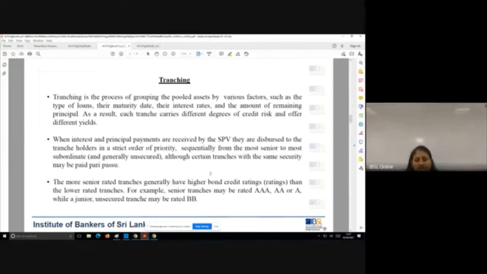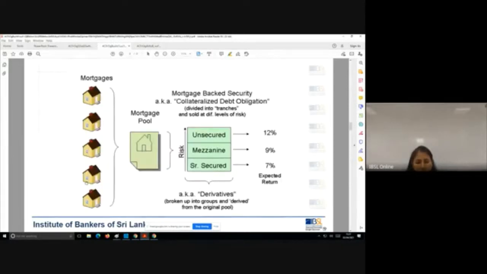What is tranching? Yes, you pool an asset pool and offer it, so that backing that they could issue the debt instrument. But in this asset pool, there can be different classifications of different types of risks.